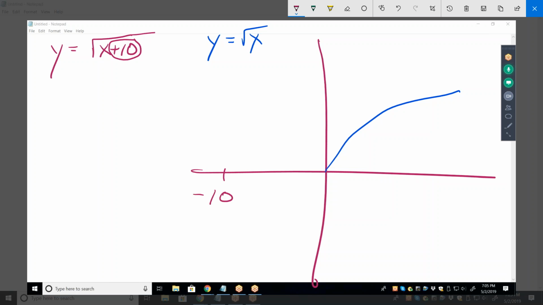So instead of starting at the origin, we're going to start right there. We're going to have a curve that's essentially the same exact shape as that, as all we did was we moved the starting point 10 units to the left. If that were to say x minus 10, then that's a shift to the right. Okay? What else you got?